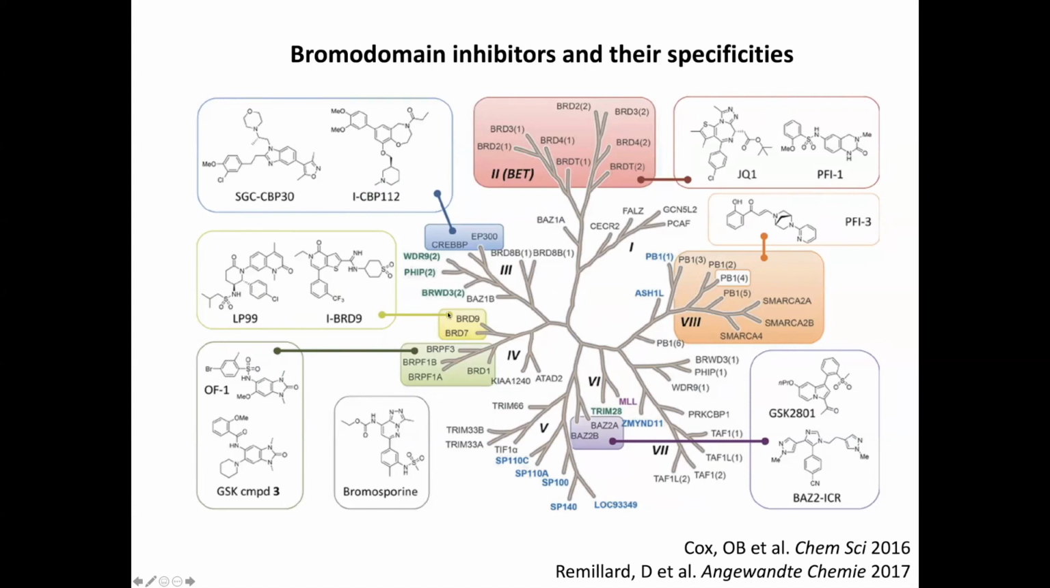And so we initially focused on this BRD9 subunit because there were already several inhibitors that have been developed that could block the binding of the BRD9 bromodomain to acetylated residues. And so we thought that this might be a really facile way to assess the role of the BRD9 bromodomain in complex targeting.